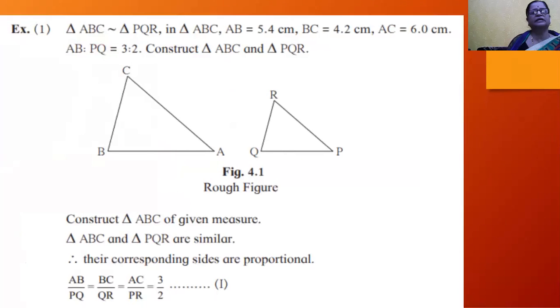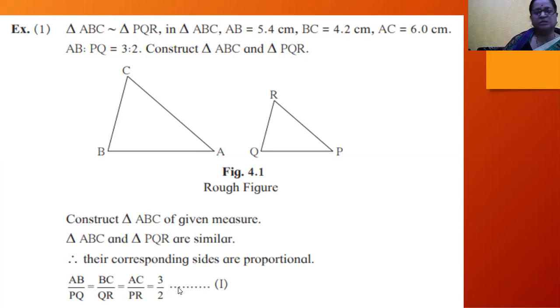In this example, you are given triangle ABC and triangle PQR. AB's length is 5.4 centimeter, BC's length is 4.2 centimeter, and AC's length is 6 centimeter, and the ratio AB to PQ is 3 to 2. With this, we have to construct these two similar triangles, triangle ABC and triangle PQR.